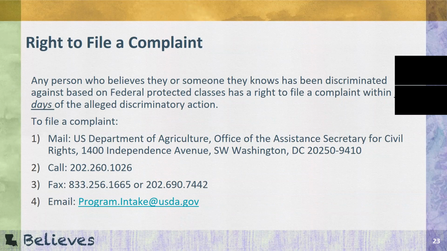Applicants and participants must be advised of their right to file a complaint, how to file a complaint, and complaint procedures. Any person who believes they have been discriminated against based on one of the protected classes has a right to file a complaint within 180 days of the alleged discriminatory action.